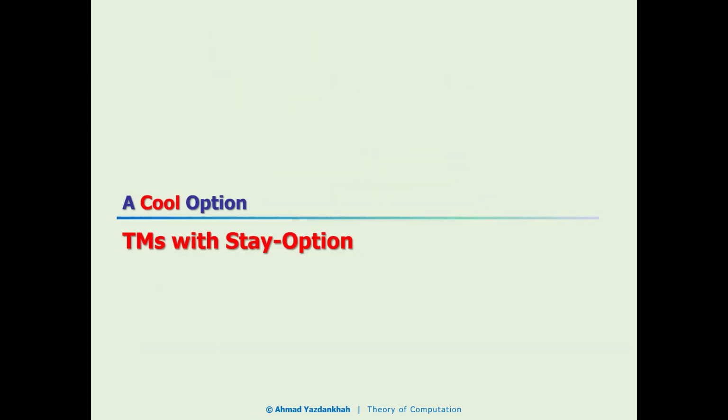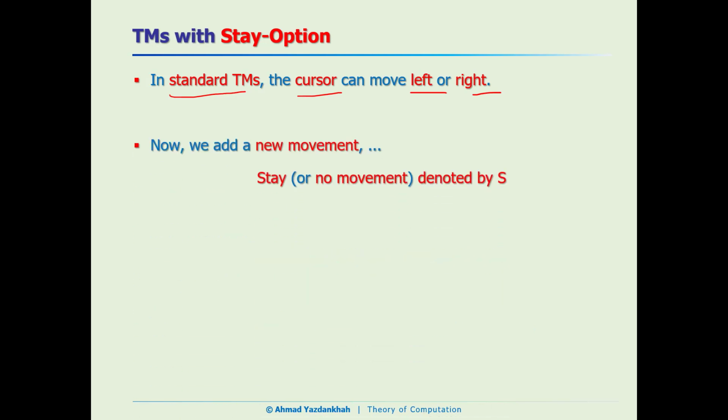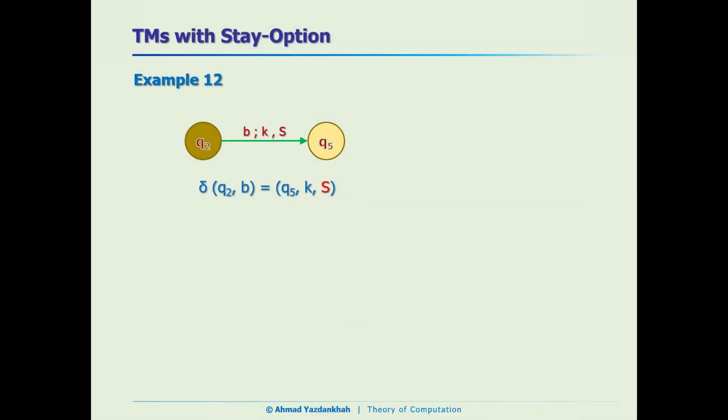In this section, we are going to add a cool option to the standard Turing machine. What does it mean? So far, we know that in the standard Turing machine, the cursor can move left or right. Now we want to add another movement, which is called stay or no movement, and it is denoted by S. Everything else remains exactly the same. All right, let me take an example and explain it through this example. This is a transition containing the S or stay option. It looks like a regular one, but the only difference is this symbol. Up to this point, we know what it means. It means that if the input is B, change it to K, and instead of going left or right, we would say stay.